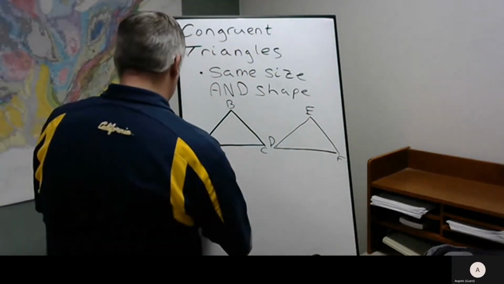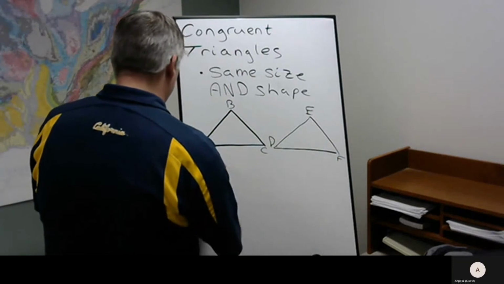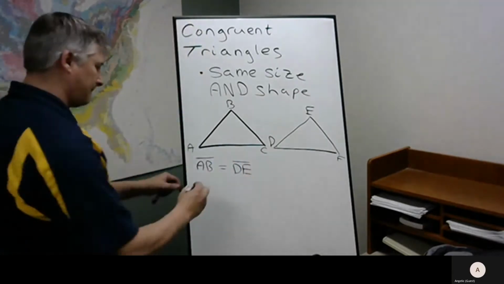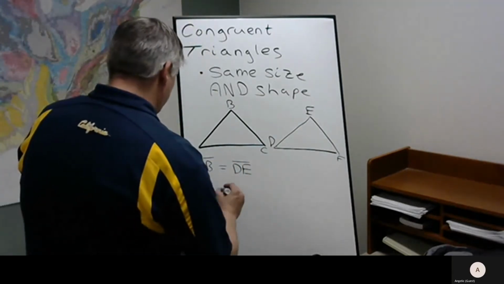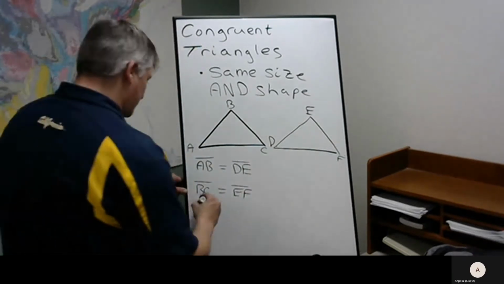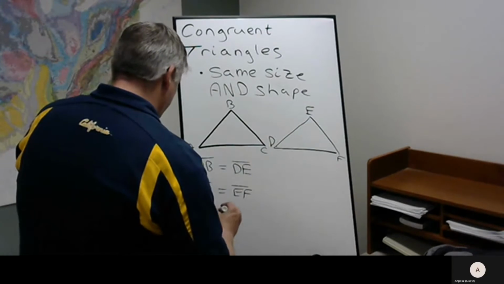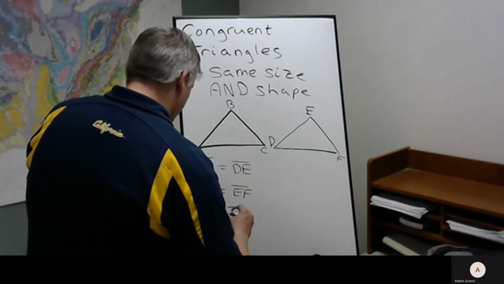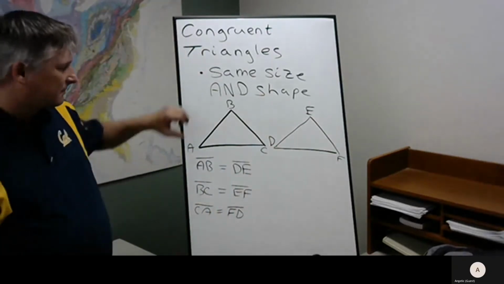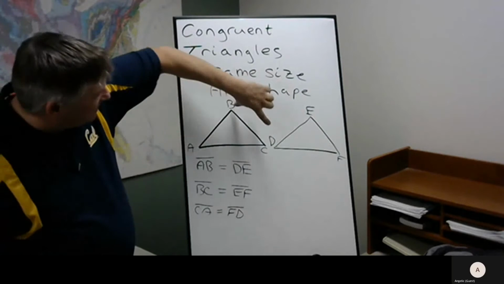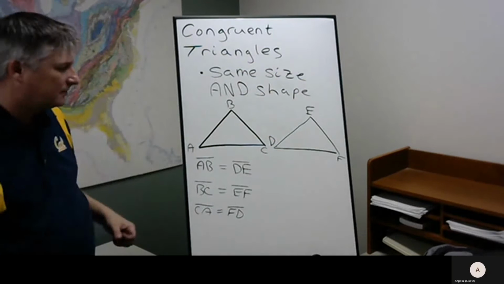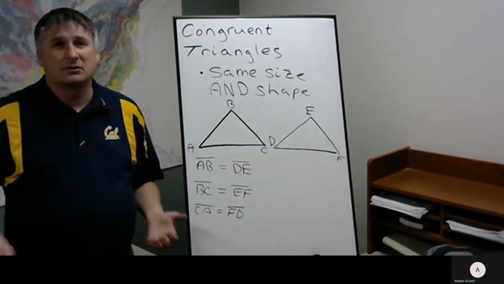So the measure of AB is the measure of DE. Measure of BC equals the measure of EF. The measure of CA equals the measure of FD. This side equals this side. This side equals this side. This side equals this side. The corresponding sides are equal.